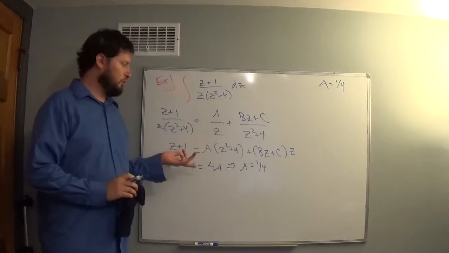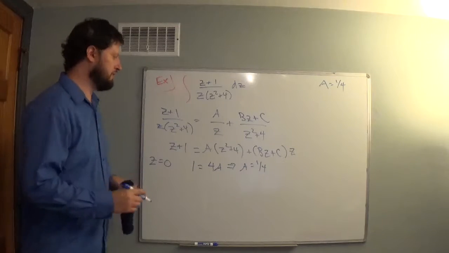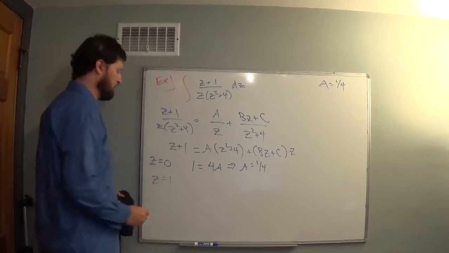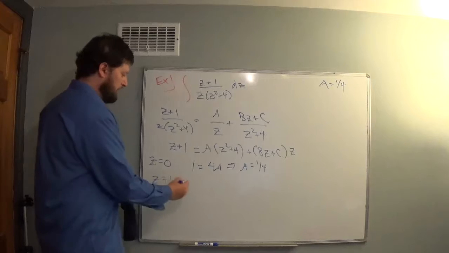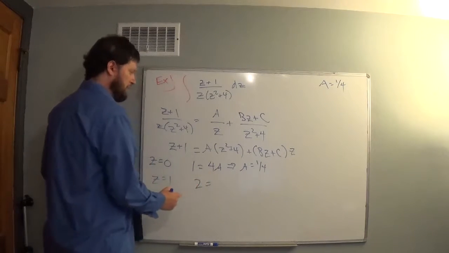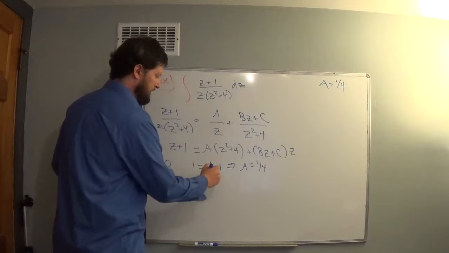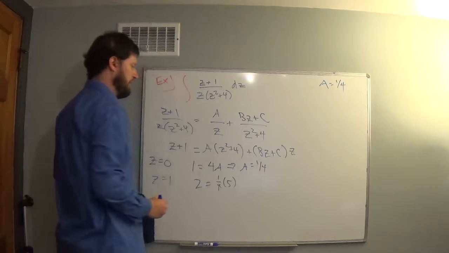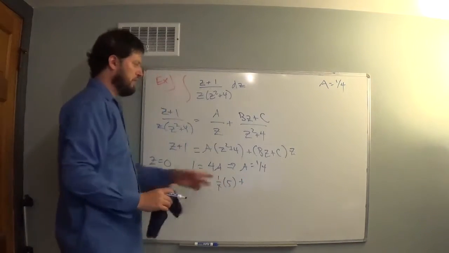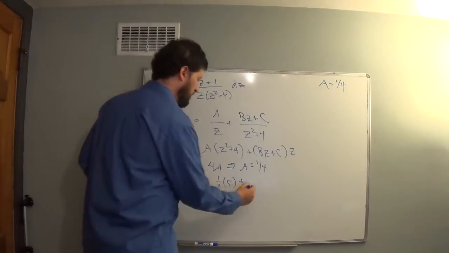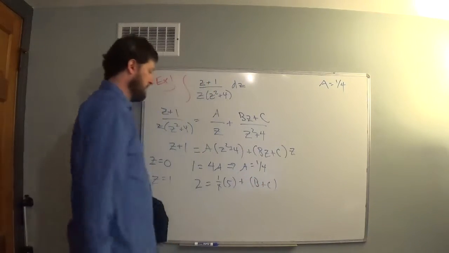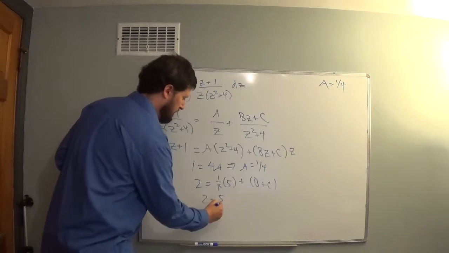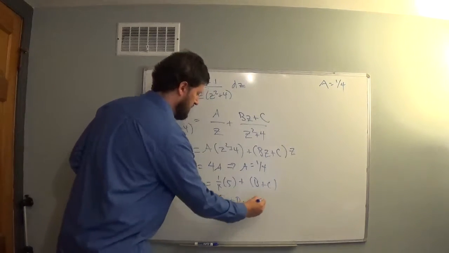There's no other good choices for z. Nothing else will make anything 0. So we're going to just pick any other numbers. Let's start with just z equals 1. That's my next favorite choice. z is 1. This becomes 2 is equal to 5 times a. But a is 1/4. So that's 1/4 times 5 plus b times 1 plus c times 1. So that's b plus c. So that's 2 is equal to 5 over 4 plus b plus c.